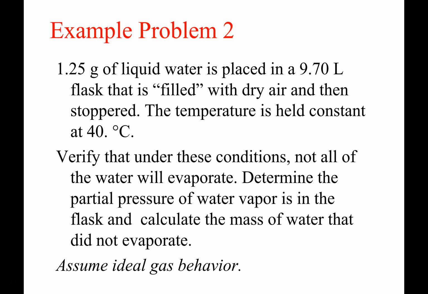So here's the question then. We're supposed to verify. Verify means that it will happen. In this case, it means it won't happen, that not all of the water will evaporate. I'm going to say not all will evaporate. So we're supposed to confirm that, and again, assume ideal gas behavior. So PV equals nRT is 1, but that's not what we're after now.